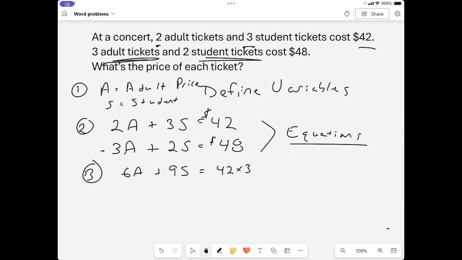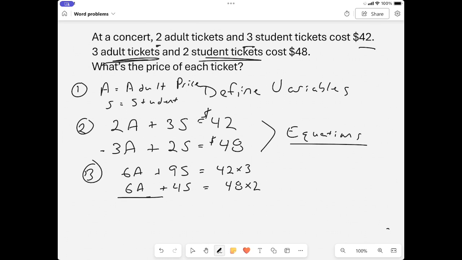I'm going to multiply the second equation times 2, and that's going to give me 6a plus 4s is equal to 48 times 2. I can get my calculator out real quick and do that, or just do that in my head, but I'm just going to leave it like that. So now just make sure that this is times 3. So this is 6a plus 9s, then 42 times 3 and 6a. Just going back over and looking over things you've done.